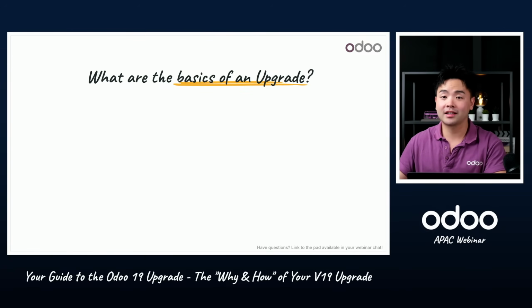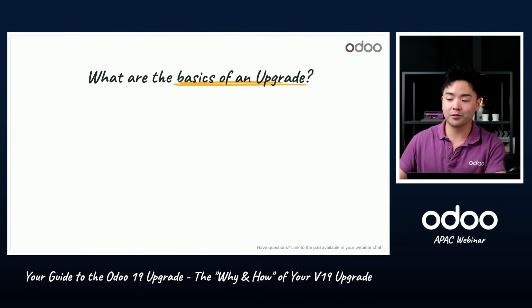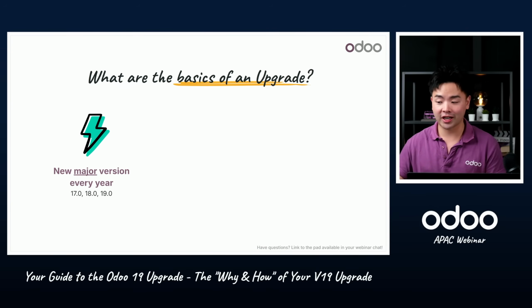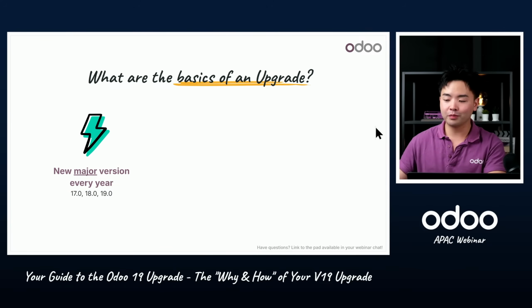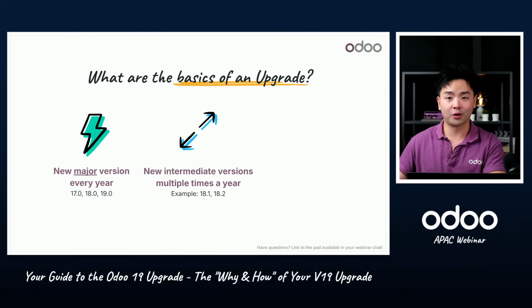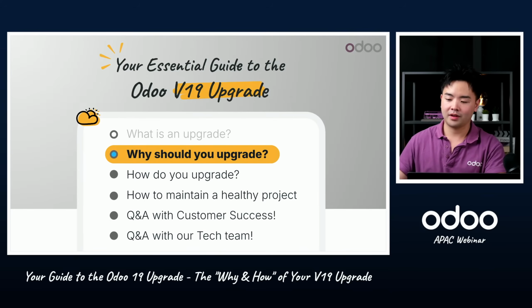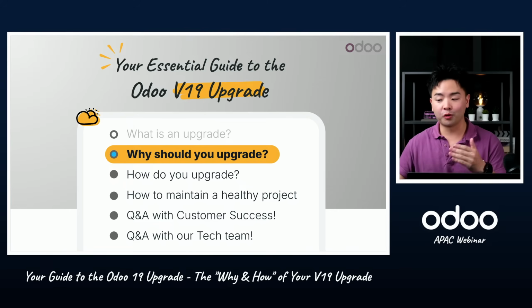So what are the basics of an upgrade? Three key items to remember about version upgrades. There is one new major version released every year. This year, that was version 19. We also have intermediate versions released multiple times throughout the year. You can also consider these minor updates, as there are some fixes and changes that come with that. And if you are upgrading, you can only upgrade to a higher version. Essentially, no reverting back to a lower version. So now that we've given a brief explanation on what is an upgrade, we'll move on to the next topic.